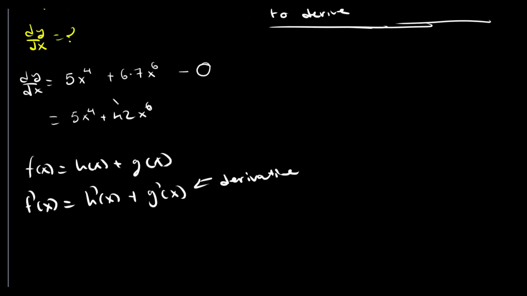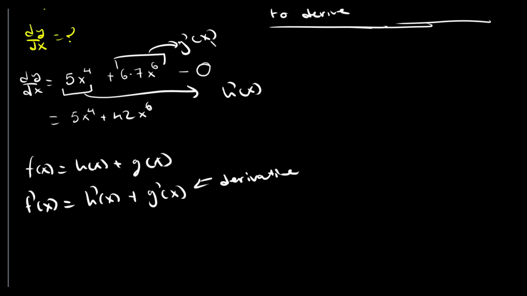Okay, so this is exactly what I've done. This is my h prime of x, this is my g prime of x. I could use dy dx, whatever. I'm using f. For now I'm going to refer to it as f prime of x. Okay, so these are the simple derivative rules.